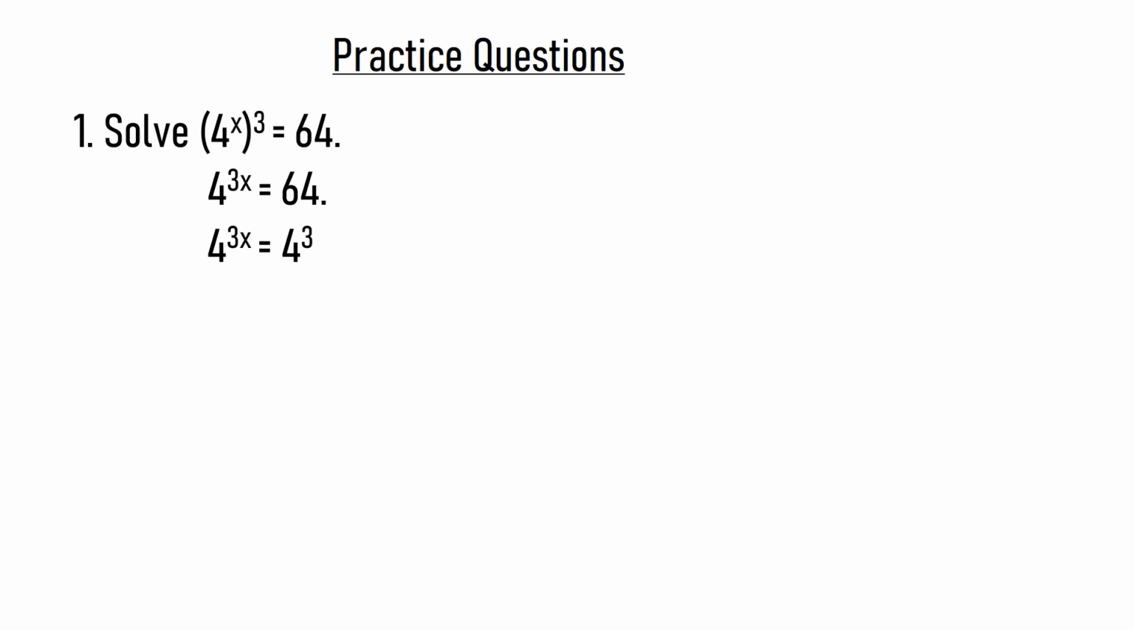So we have 4 power 3x equals 4 power 3. It is now easy to see that the bases are the same. Therefore, the powers must also be the same. So this means that 3x equals 3. Dividing both sides by 3, we have x equals 1. And therefore, that is the value of x.